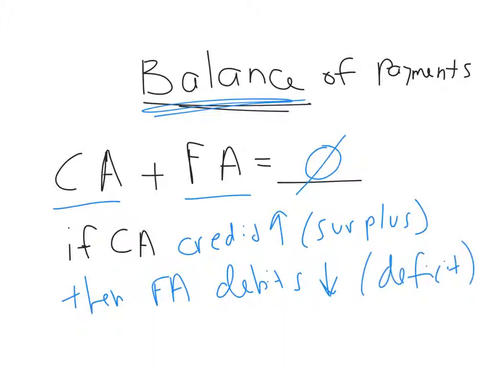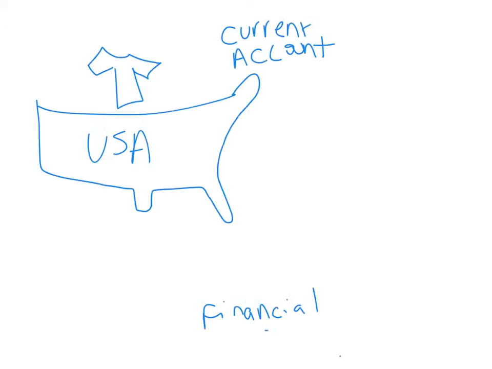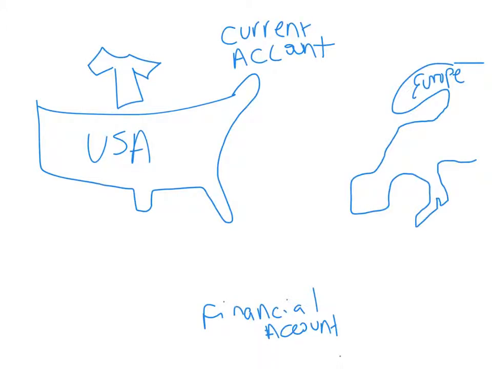So a current account surplus means that there's a financial account deficit. Alright, so I know how much you guys like my drawing, so we'll use one to illustrate the balance part of the balance of payments. And there we are. As you can see, we have the US and Europe across the Atlantic Ocean from each other. And I've labeled the transactions we're going to make as the financial and current accounts.